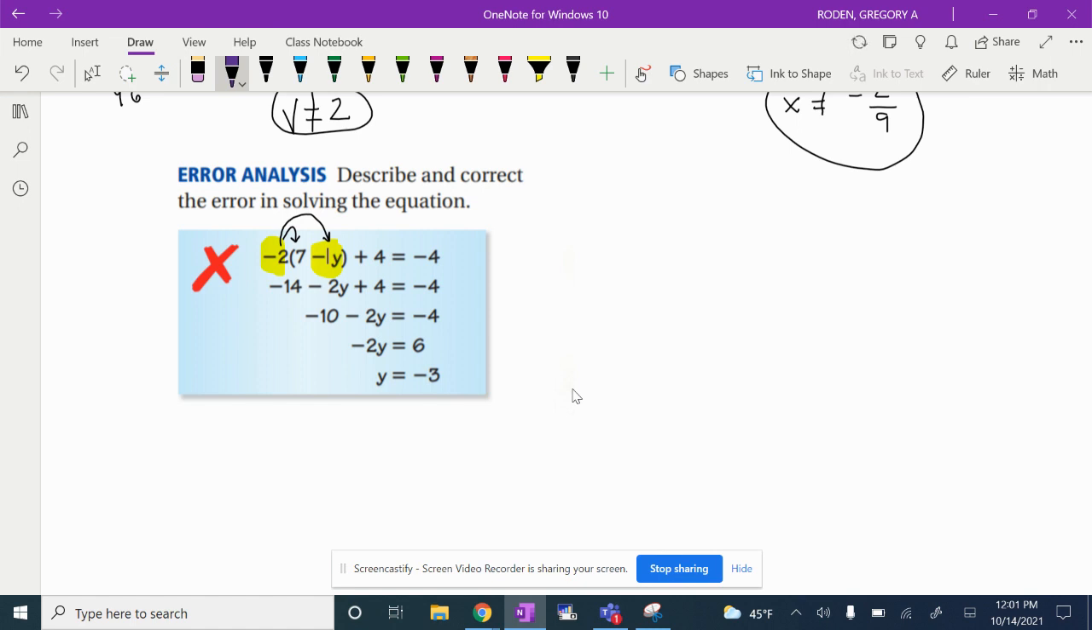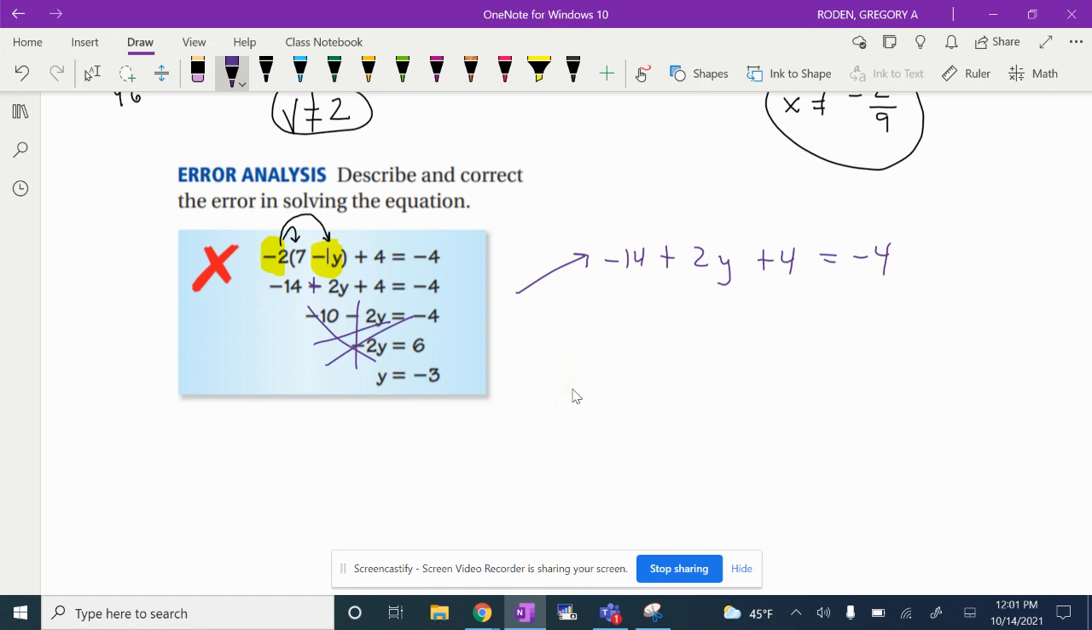What's a negative times a negative? Well, yeah, a negative times a negative is actually a positive. So this should be positive 2y. So this is all bad here. You don't want this at all. So off to the side, you should have negative 14 plus 2y plus 4 equals negative 4. Because a negative 2 times a negative spooky 1 is a positive 2.